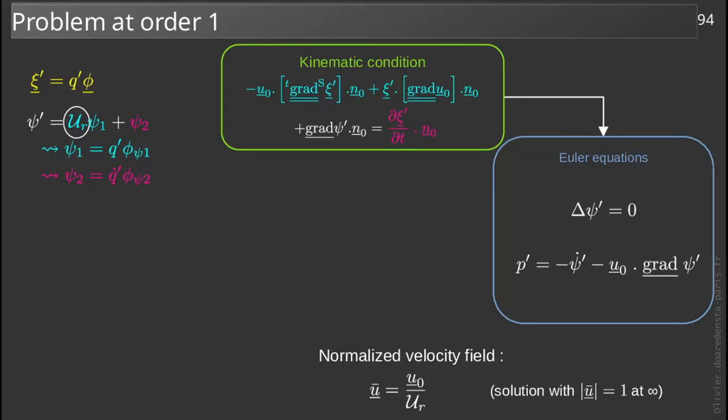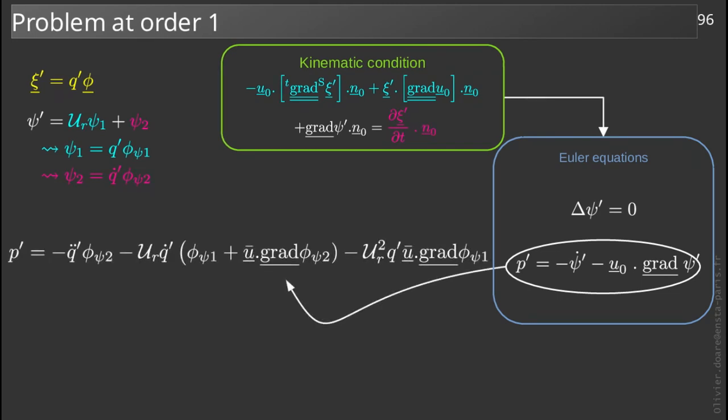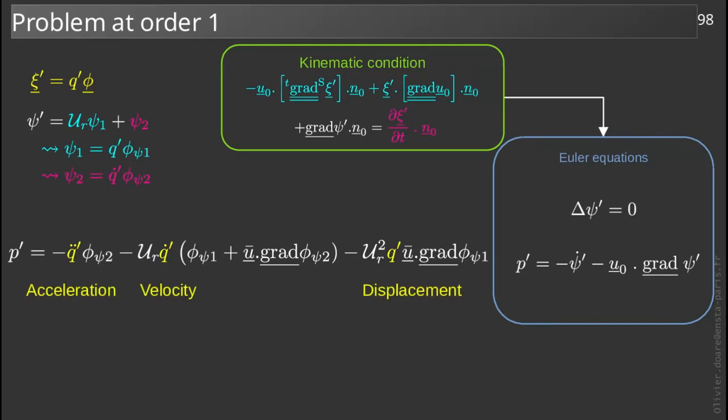We still have to calculate the pressure. We use the unsteady Bernoulli equation for this. By replacing U0 by the reduced velocity times U bar, we obtain here again an expression where the dependencies in UR appear explicitly. We have thus obtained the pressure as a sum of three terms, the first one proportional to the acceleration, the second one proportional to the velocity, and the third one proportional to the displacement. These terms, once projected on the modal motion, will give rise to added mass, damping, and stiffness.